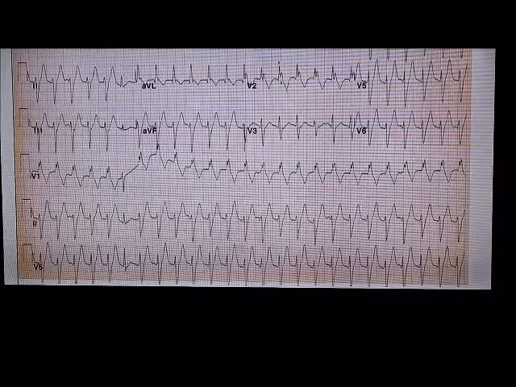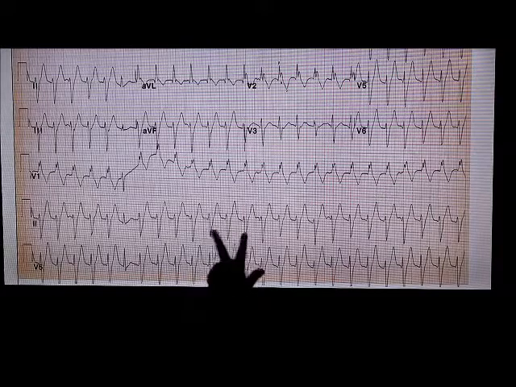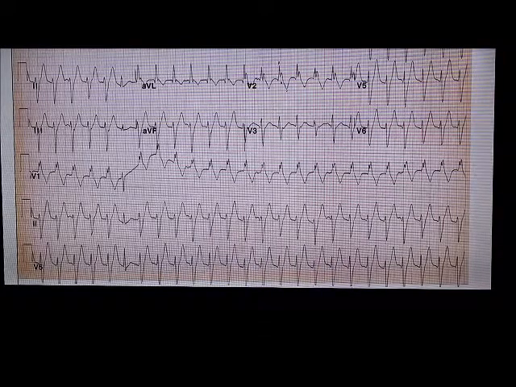Actually, one of the signs also is AV dissociation, and you can actually see the P waves. So they're marching through with a fixed kind of rate while we have a wide complex tachycardia. So if you don't see the P waves at all, if you can't say there is dissociation, look at the T waves. If they are not at the same level, then that's exactly it, because if you have a P wave in the middle, it will raise or lower the T waves. So yeah, exactly.